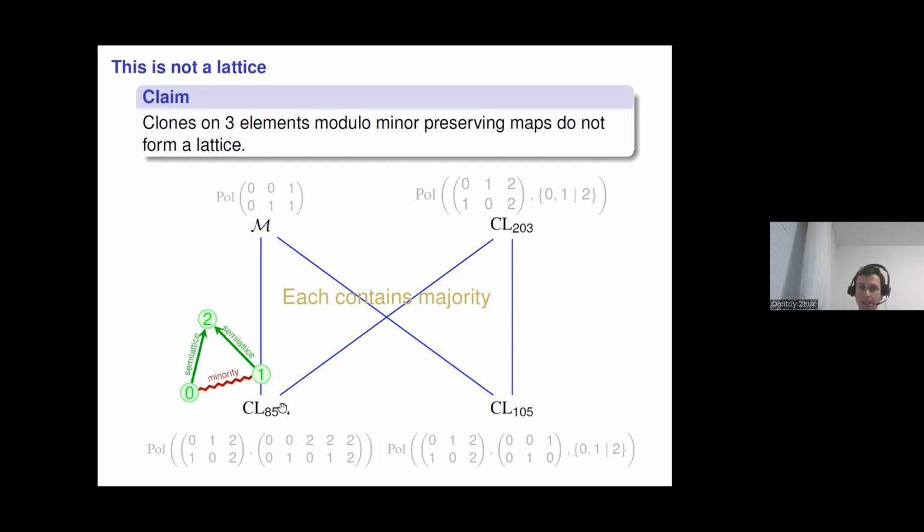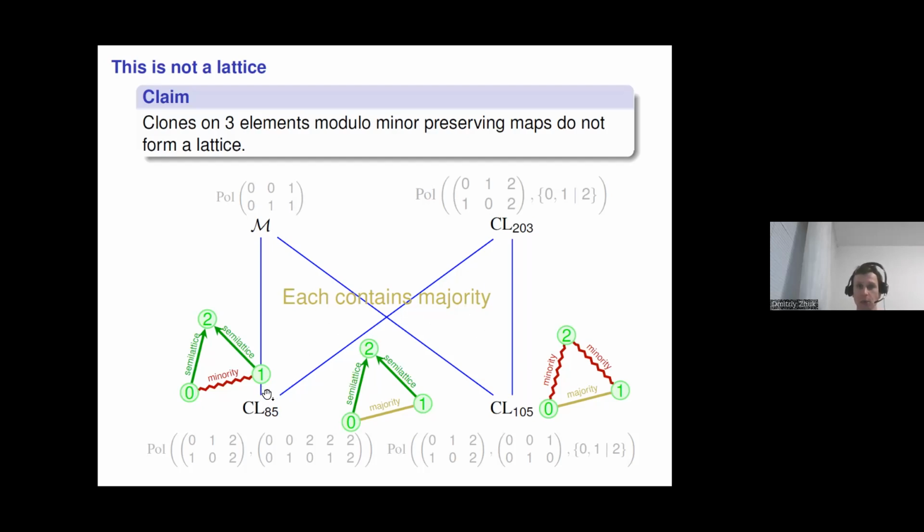Okay, if you look at this left bottom clone, it contains an operation which is a semi-lattice here on 0, 2, a semi-lattice here on 1, 2, and minority on 0, 1. So on 0, 1 it is just like this. And the right clone has an operation which is minority here, like Z2 here, and majority between 0 and 1. And both of them have this operation: semi-lattice here, and majority here. And also all of them contain majority.